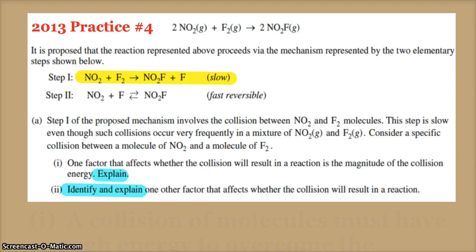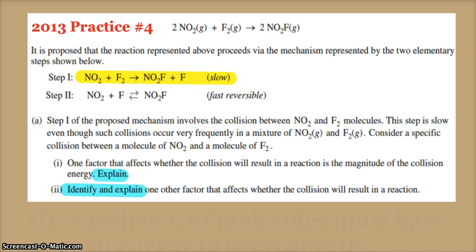Alrighty, here we see a question from the 2013 practice exam, and we see two nitrogen dioxide gaseous molecules reacting with a fluorine gaseous molecule, and we're making two of these NO2F gaseous molecules. So everything in the gaseous state, and it says it's proposed that the reaction represented above proceeds via the mechanism represented by the two elementary steps shown below. Step 1, Step 2. Notice the one I highlighted. That is the slow step. That is the rate determining step.